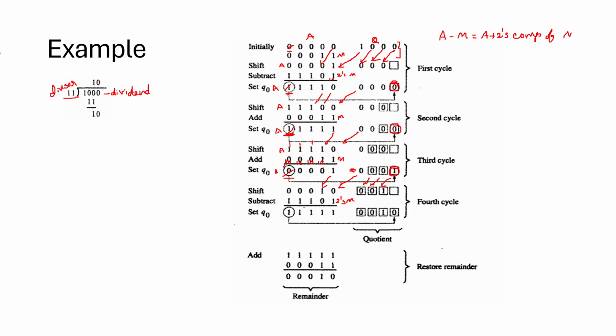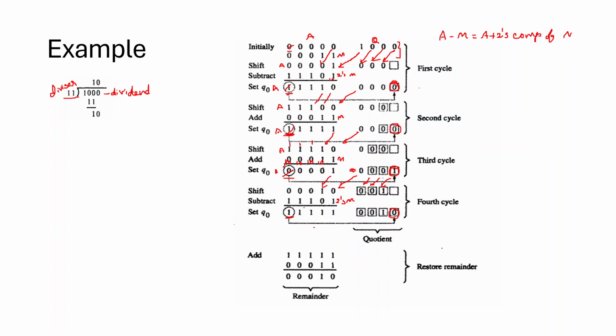Adding with the 2's complement of M, I am getting this: 0 plus 1, 1. Then here 1 plus 0, 1, 1, 1, 1. So this is the result after subtraction. If this sign bit of A is 1, I need to set again q0 as 0. Now the fourth cycle is over, as we have 4 bits in the dividend. So you have to go for 4 cycles. Now all the cycles are over.